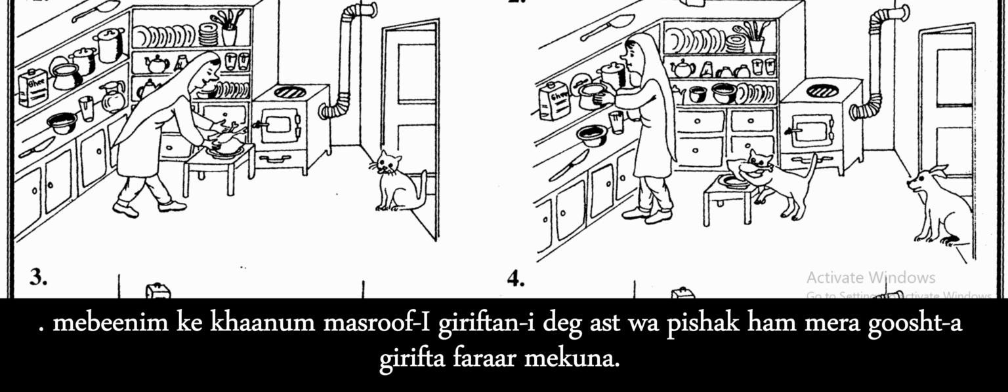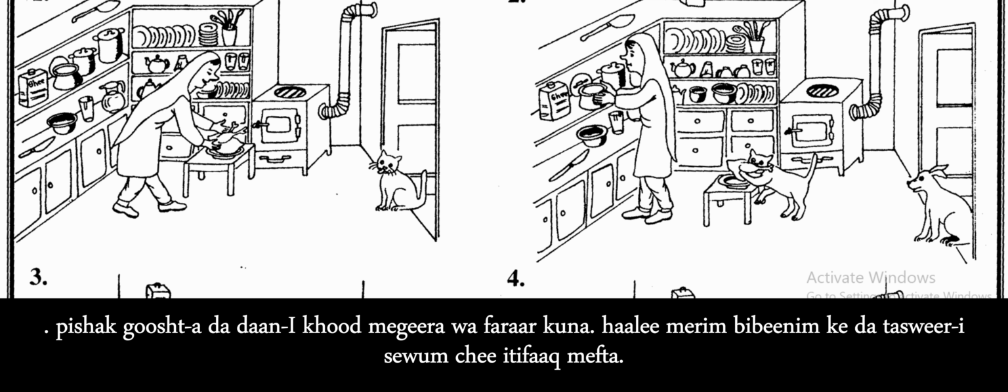He wants to go there. Literally this means to take and run away the meat. So the next one. پشک گوشت در دهان خود میگیره و فرار کنه. So the cat takes the meat in his mouth and runs, و فرار کنه, to run. حالا میبینیم که در تصویر سوم چه اتفاق میفته. Now we'll go to the next picture and see what happens.